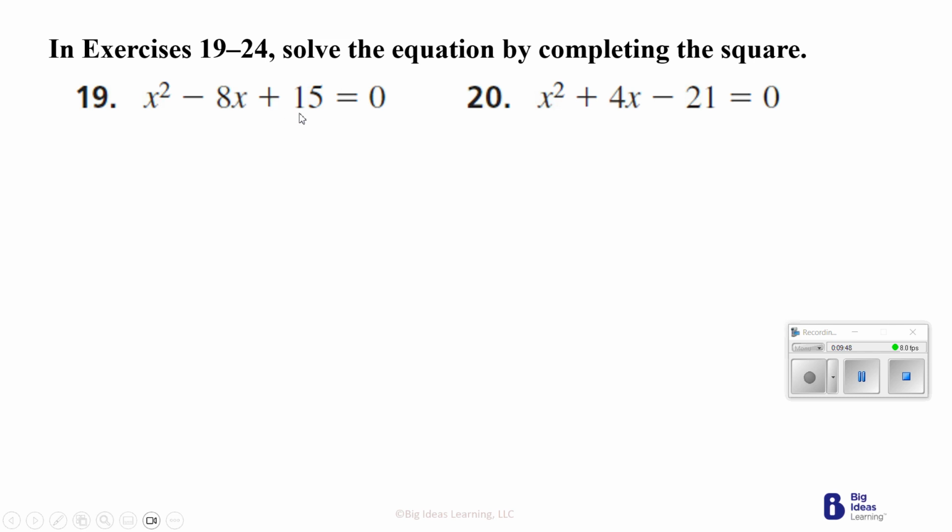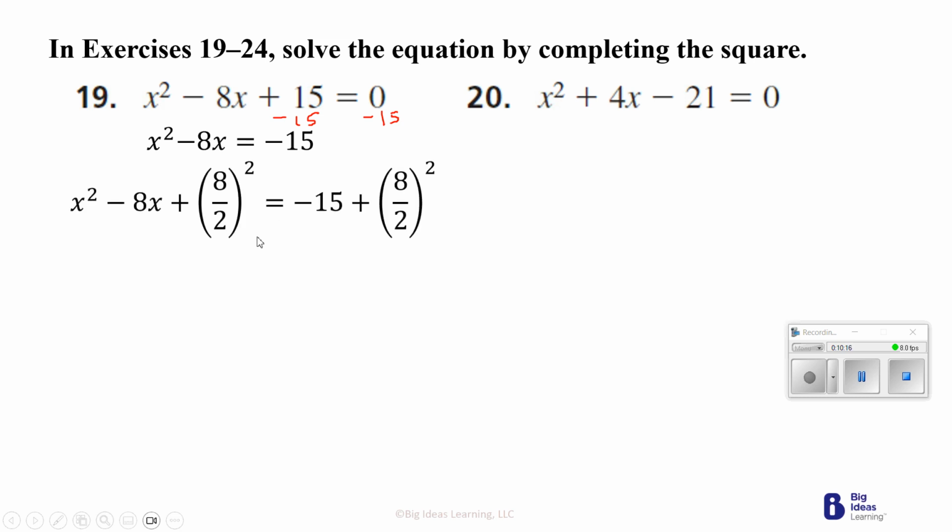Solve by completing the square. We're going to subtract 15 from both sides. For those that didn't remember that, we're just subtracting 15 here and subtracting 15 over here, and that brings this down over here. Now we're going to find the perfect square. We take negative 8 divided by 2, that's negative 4, and we're going to square that, which will give us a positive 16. We're adding 16 to both sides.